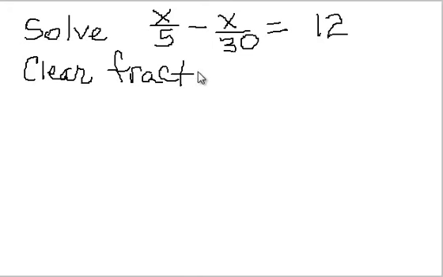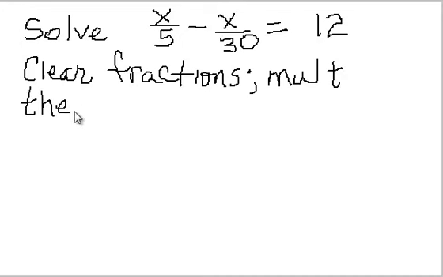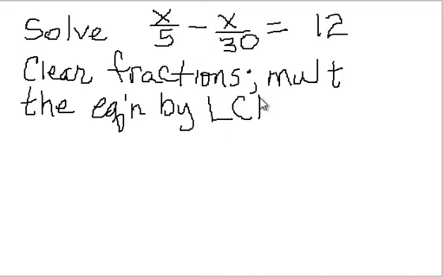by multiplying by the, really we could multiply by any common denominator. I'm actually going to use the least common denominator. So multiply the equation by the least common denominator. And in this case, that is 30, because 30 is the smallest number that both denominators divide into, leaving a 0 remainder.